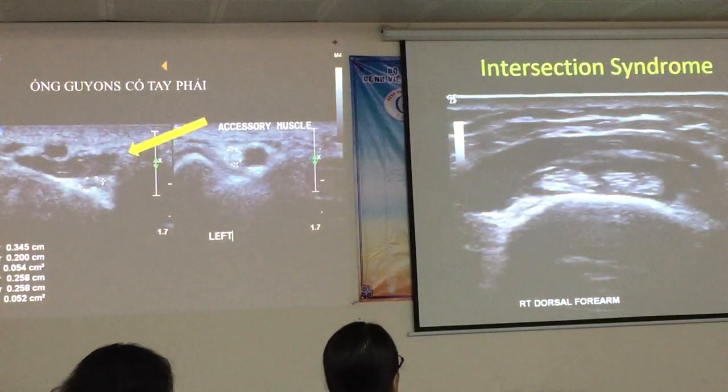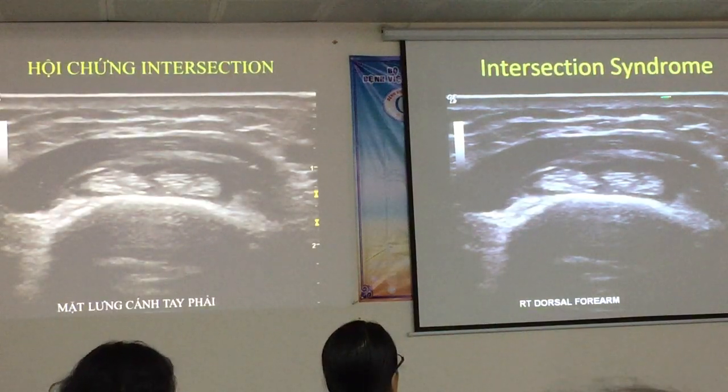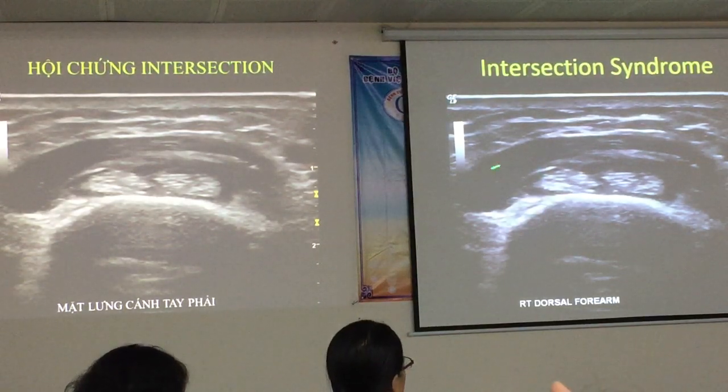As I alluded to earlier, there's a few conditions where we get a condition called intersection syndrome. And this is where two tendons cross each other, or muscle and tendons cross each other.